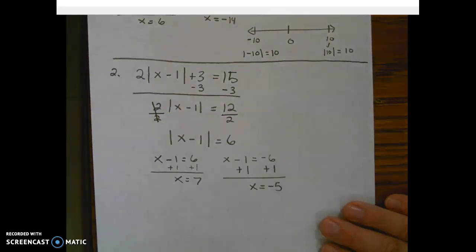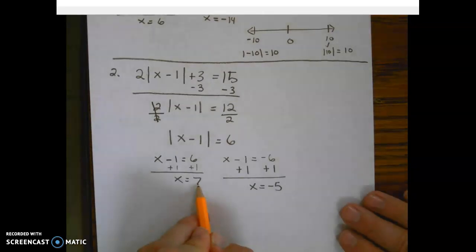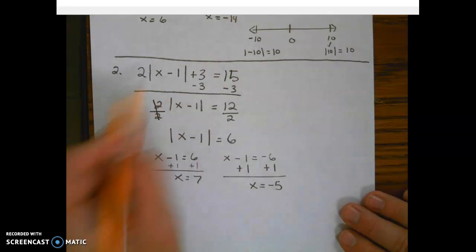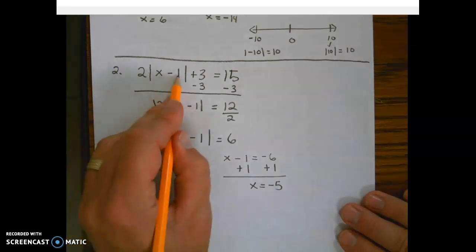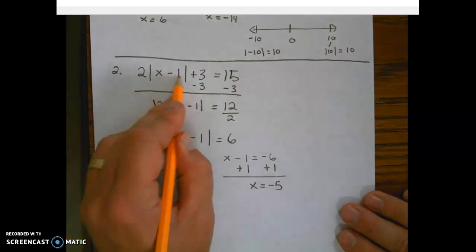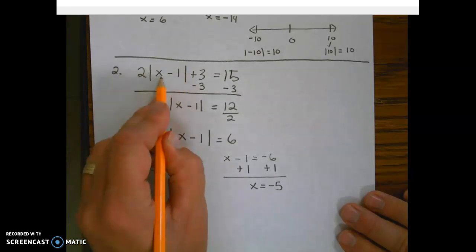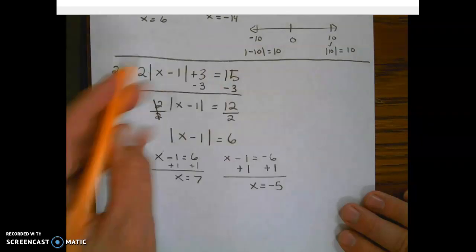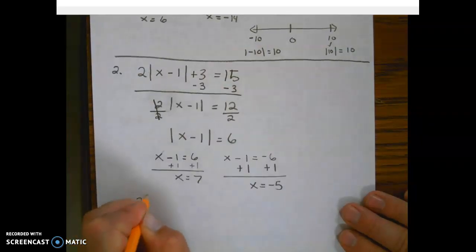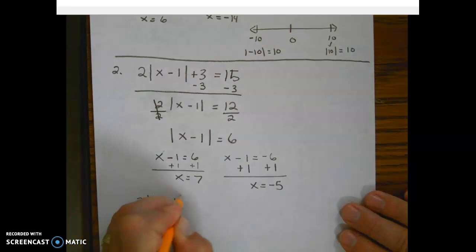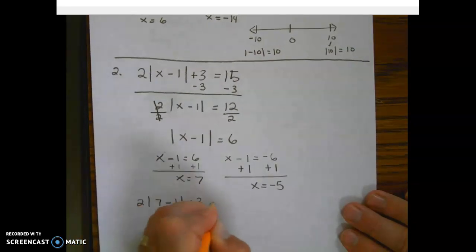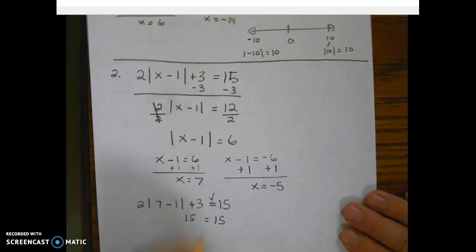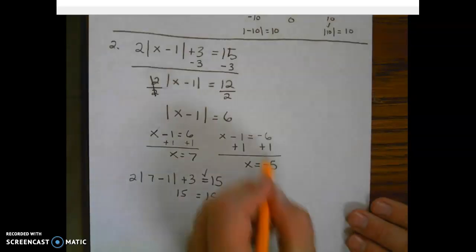All right, so let's find out if we're right. So let's plug 7 in. We could go back to the original one. Why not? Let's do that. 7 minus 1, 6. The absolute value of 6, 6. 6 times 2 is 12. 12 plus 3 is 15. And that checks out. 15 equals 15.